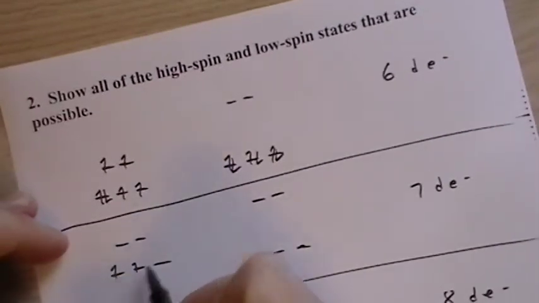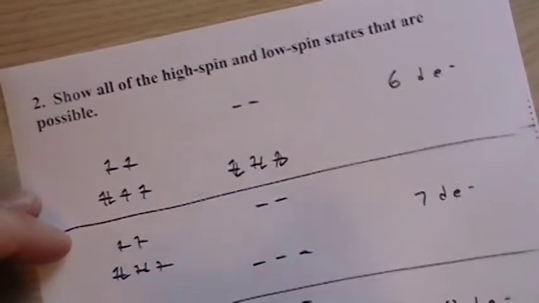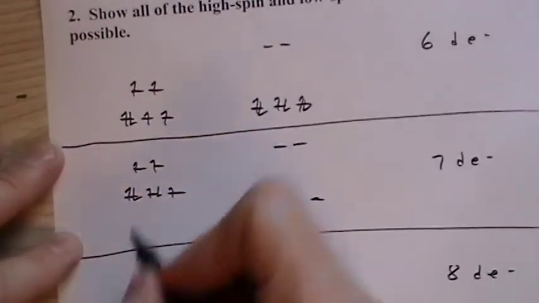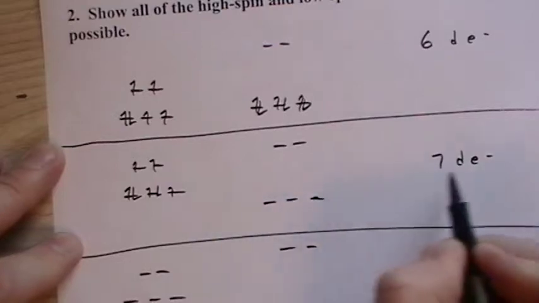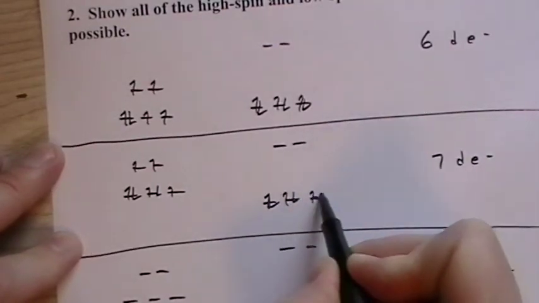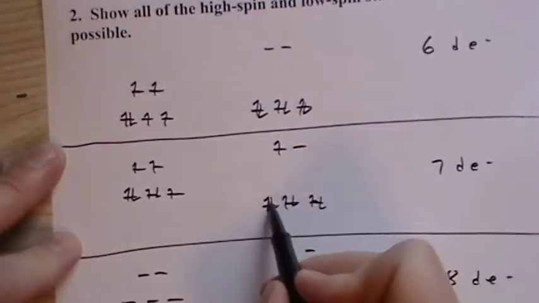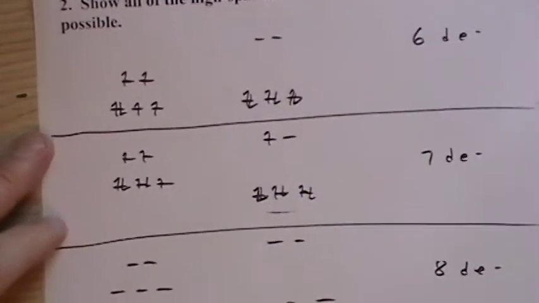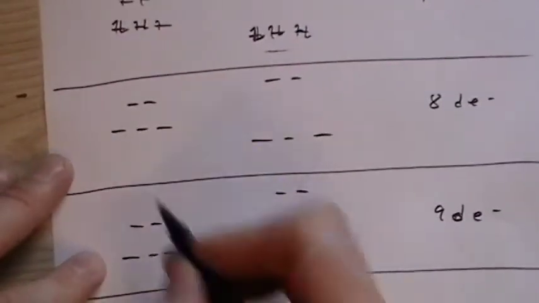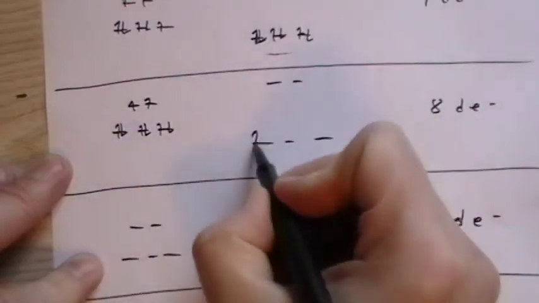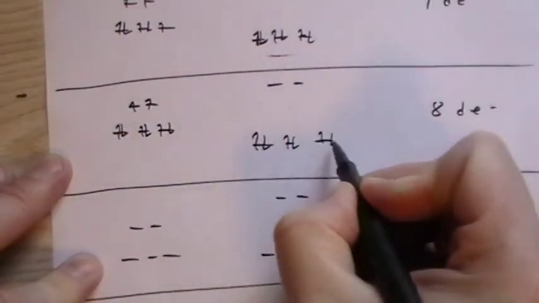7. 1, 2, 3, 4, 5, 6, 7. So for high spin, you fill up all of the orbitals with 1 electron, and then you start pairing up. For low spin, 1, 2, 3, 4, 5, 6, 7. You have to pair up all of these on the bottom. Put in 6 first before the 7th will go up to the top. For 8, 1, 2, 3, 4, 5, 6, 7, 8.